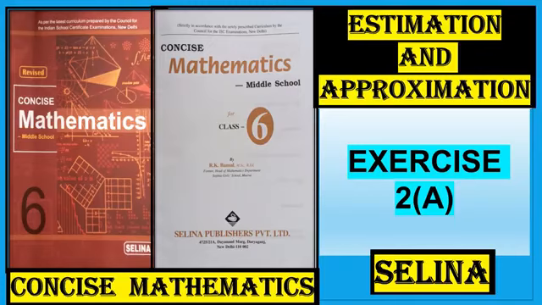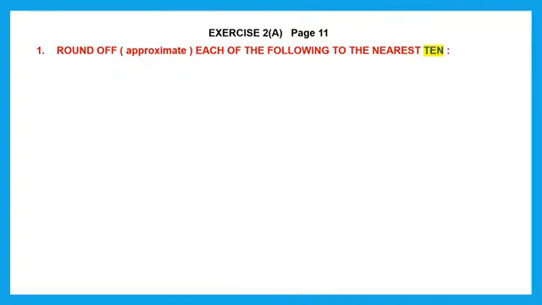Exercise 2A, page 11. Question 1. Round off, approximate each of the following to the nearest 10. Get a value very close to the actual value by rounding it off to the nearest 10. That's the meaning of this question.